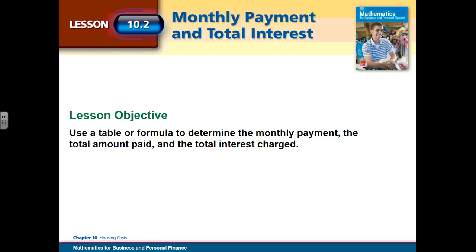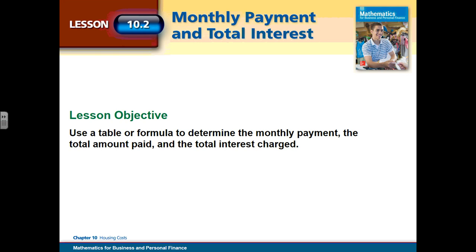Okay, 10.2 is monthly payment and total interest. So here, this is the section that I tell my students, a lot of what we do is pretty intuitive, like finding the down payment and minusing it from the original amount. That's pretty intuitive, and most students can figure that out on their own. Learning how to use this chart and the formula is not intuitive at all. So please pay careful attention.